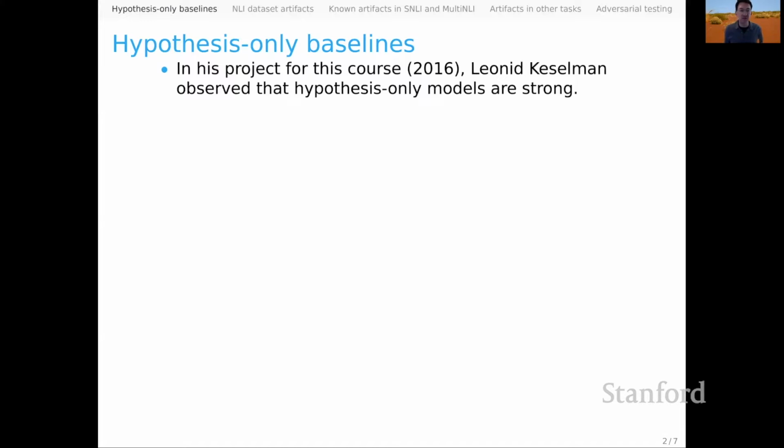In 2016, Land and Kesselman observed that for NLI, hypothesis-only models were surprisingly strong. And what I mean by hypothesis-only model is that these are models that literally throw away the premise text and reason entirely in terms of the hypothesis. So to the extent that models can succeed, despite having no information about the premise, we might really worry about whether we're solving the task we think we're solving, because after all, NLI is supposed to be about the reasoning relationship between premise and hypothesis, and you would not expect it to be successful if you were given only the hypothesis. But what Land had observed is that these models were surprisingly strong.